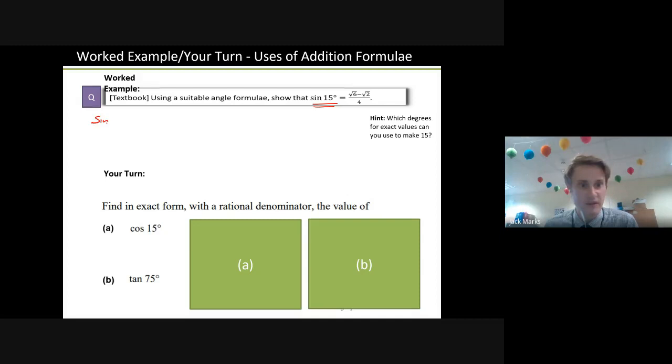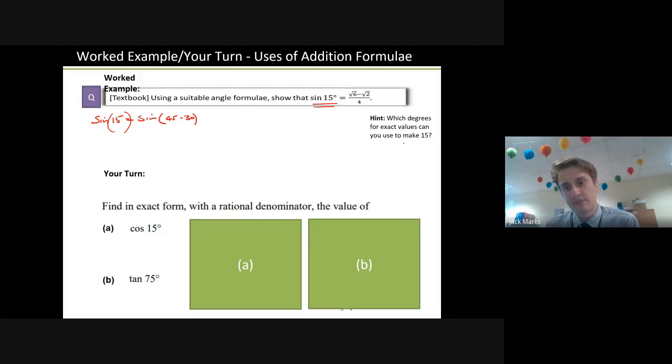So sine 15 must be the same as sine of 45 minus 30 inputted into sine, okay? Because 15 is the same as 45 minus 30. No calculator stuff going on here, okay? I'm just saying that 45 minus 30 equals 15. Now, how did I know that?